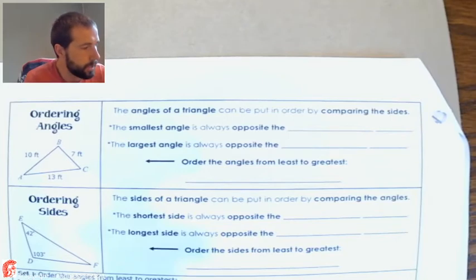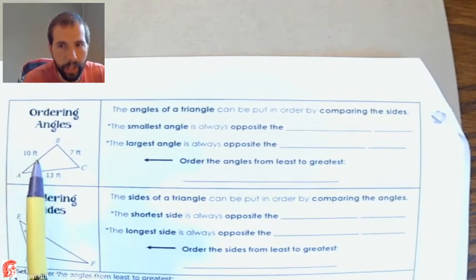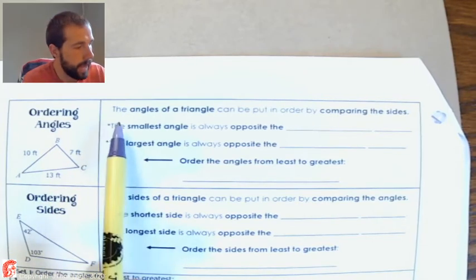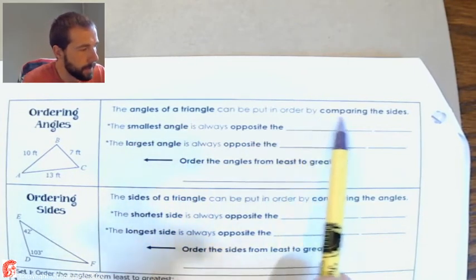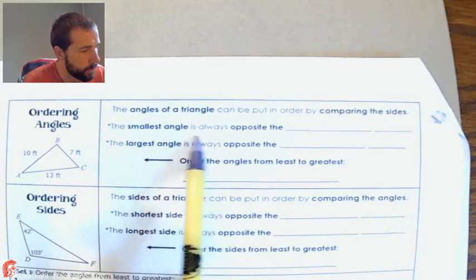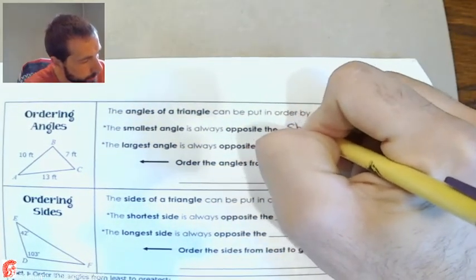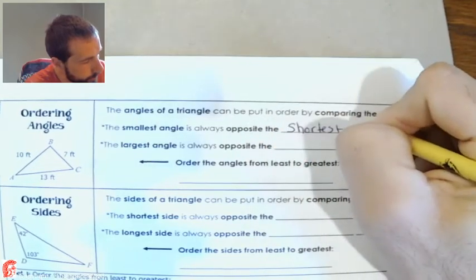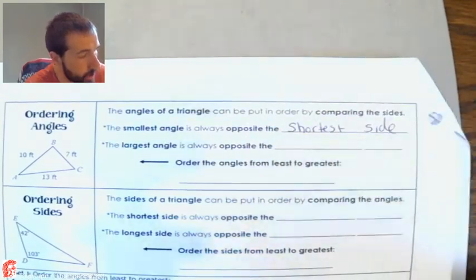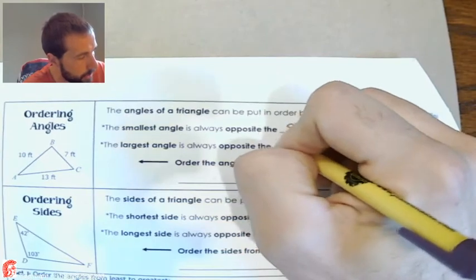So what we're going to do here is we're going to talk about how the side lengths are related to the angle measures. So the angles of a triangle can be put in order by comparing the sides. The smallest angle is always opposite the shortest side. And then the largest angle is always opposite the longest side.